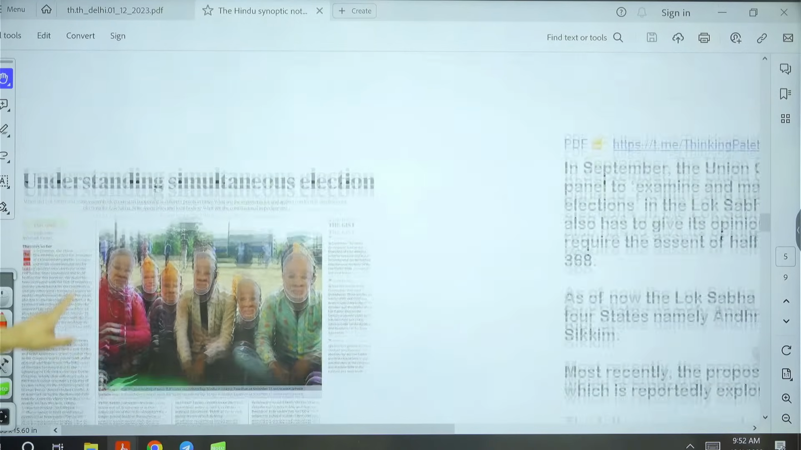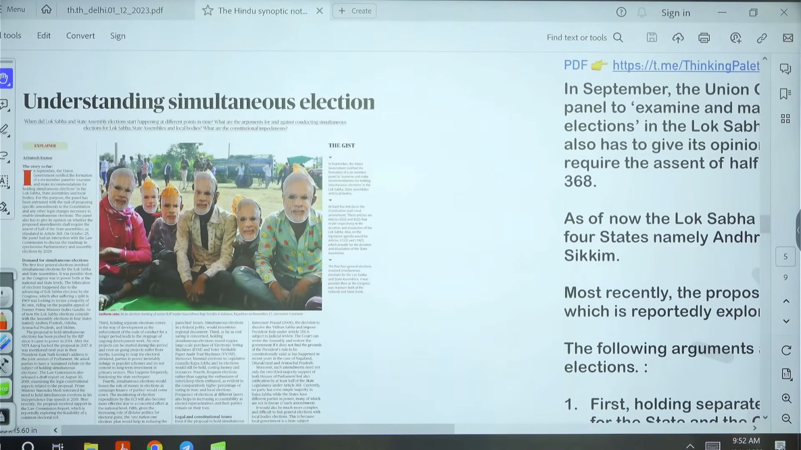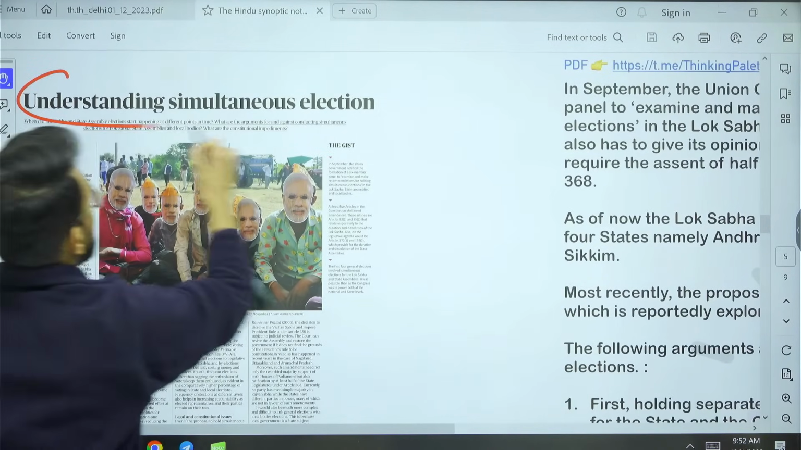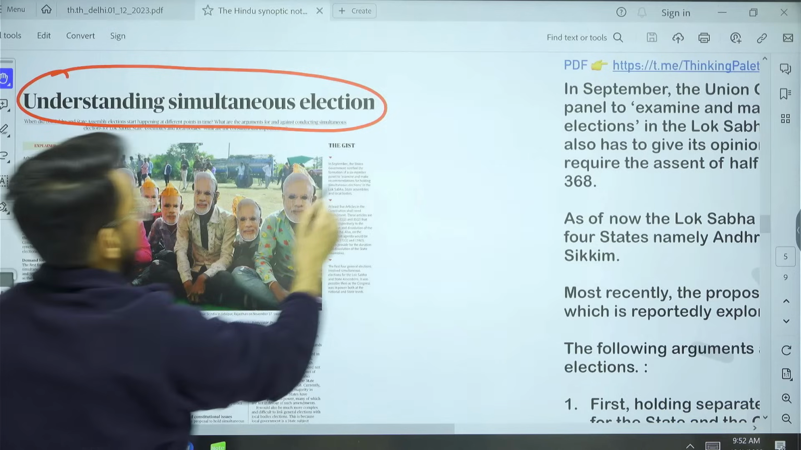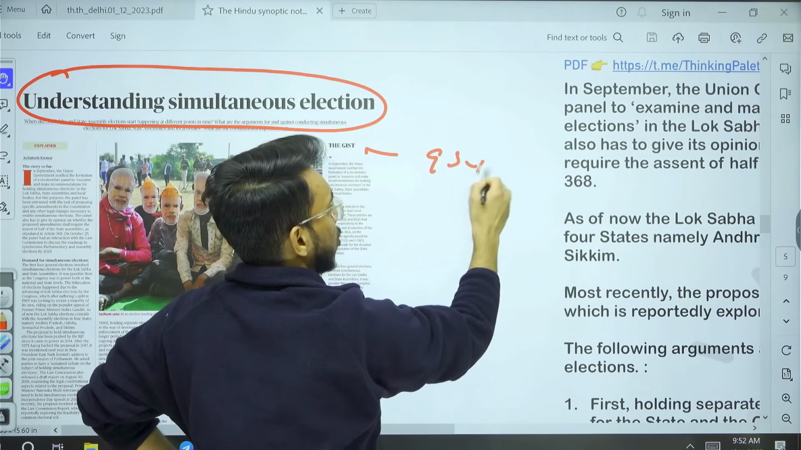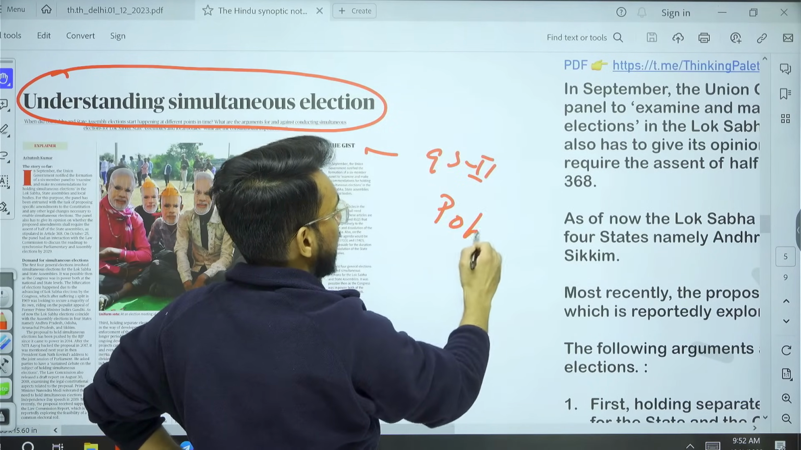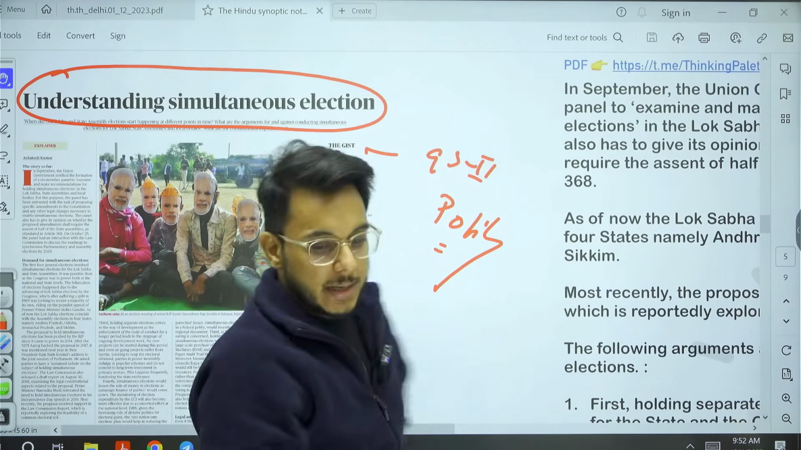Now here we have an article from the text and context section: Understanding simultaneous elections. This article will be taken with respect to GS paper number 2, polity and related issues.